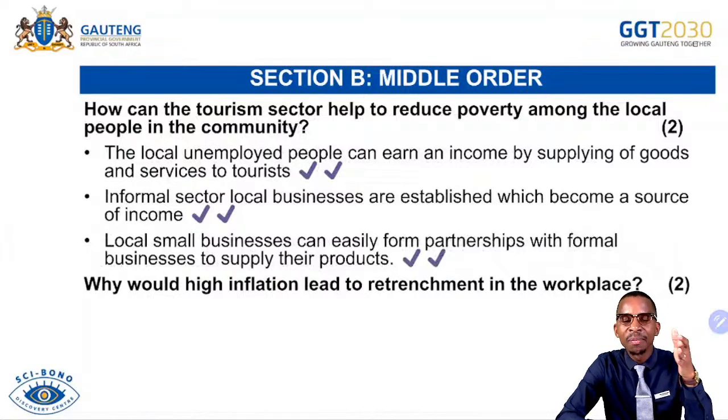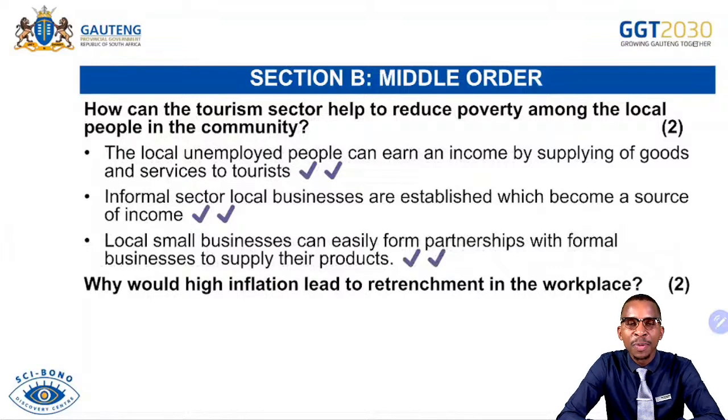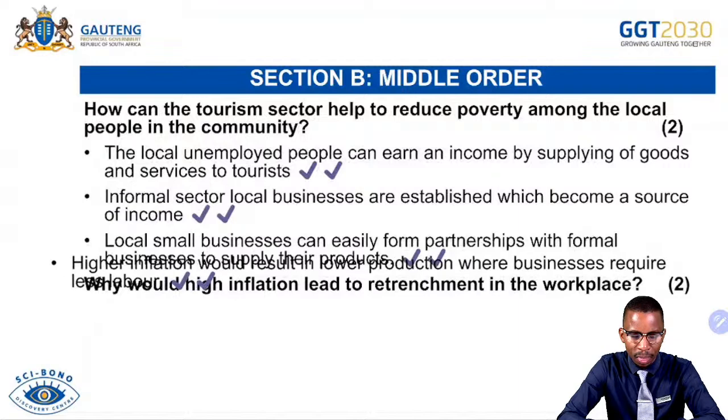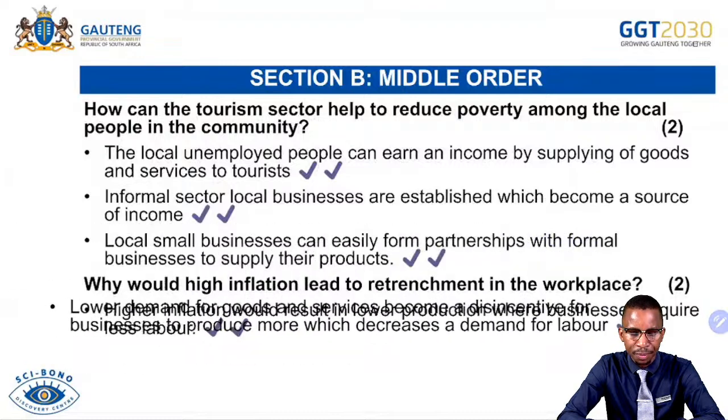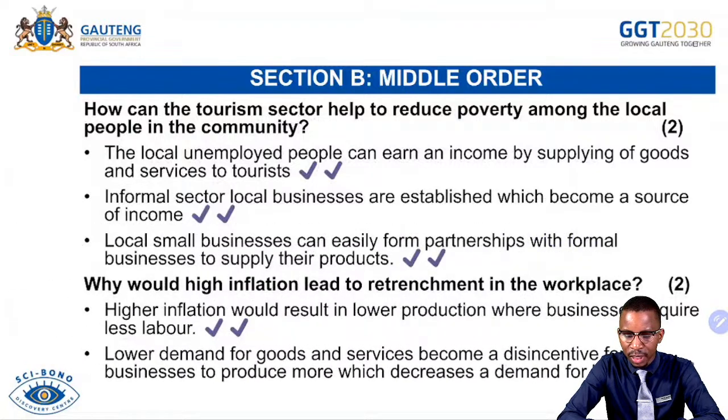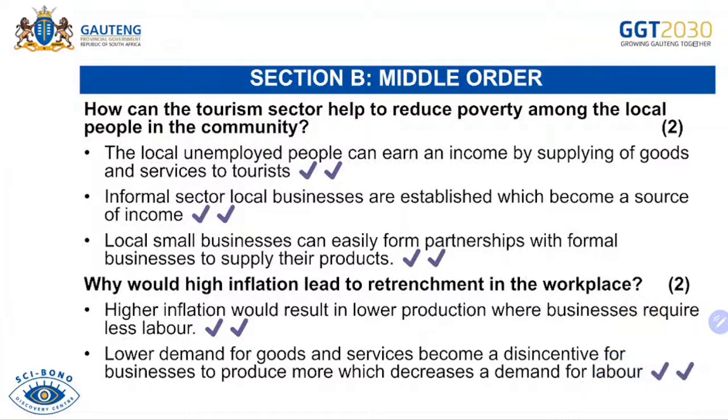Also, because of the demand decline caused by a high level of inflation, firms may decide to produce fewer goods because there is less demand. Then some workers must be laid off. They must be retrenched because there is no need for them in the company. Higher inflation would result in lower production, where businesses require less labor. Lower demand for goods and services becomes a disincentive for businesses to produce more, which decreases the demand for labor.